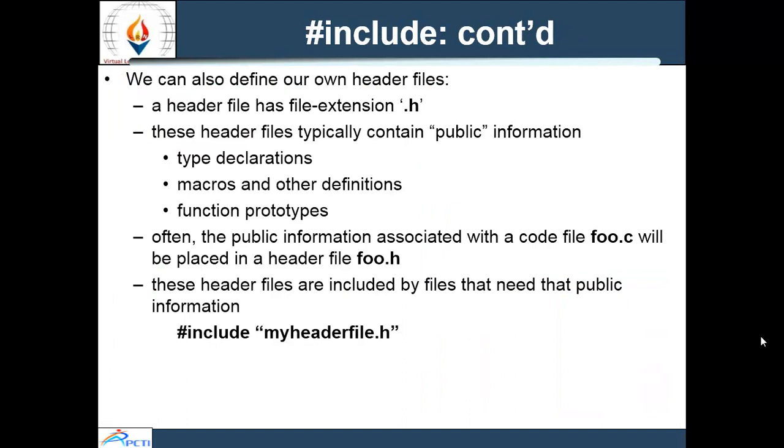We can also define our own header files. A header file has the file extension .h. These header files typically contain public information, for example type declarations, macros and other definitions, and function prototypes. The public information associated with the code file foo.c will be placed in the header file foo.h. These header files are included by files that need that public information. We can declare it like this: #include double quotes my header file .h, enclosed in double quotes.